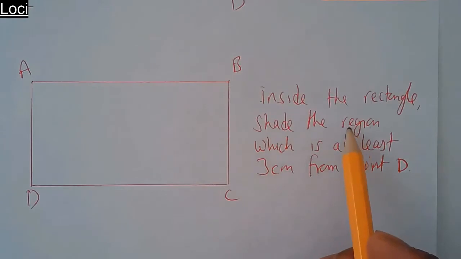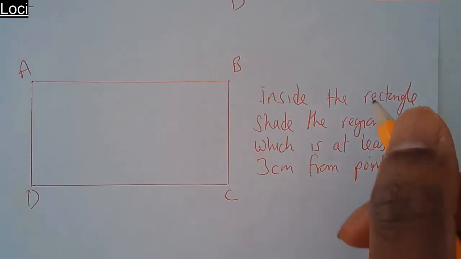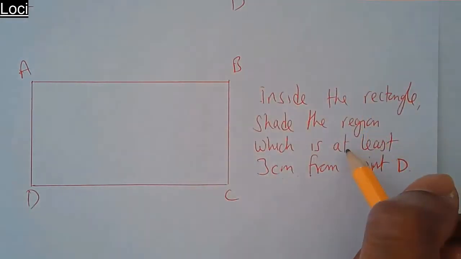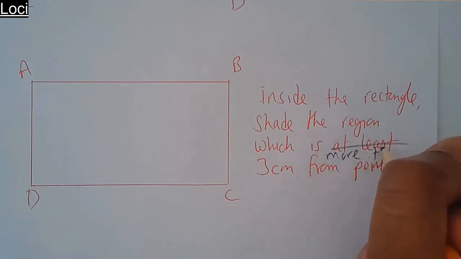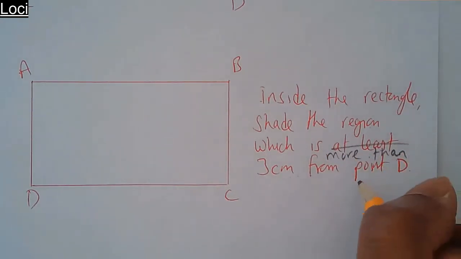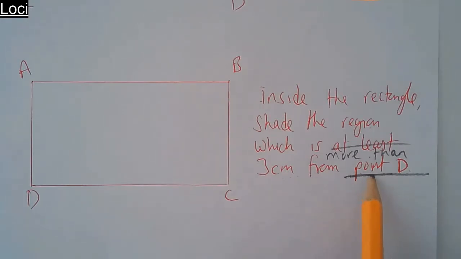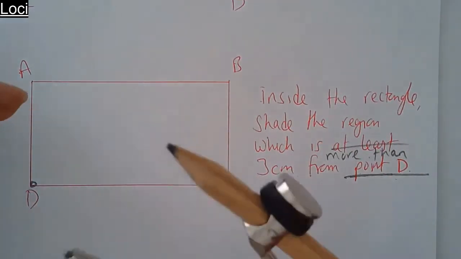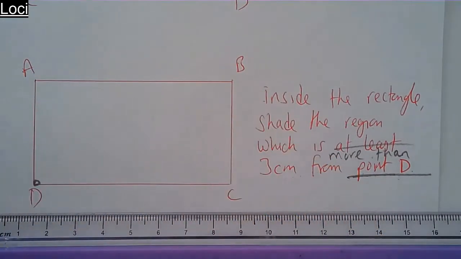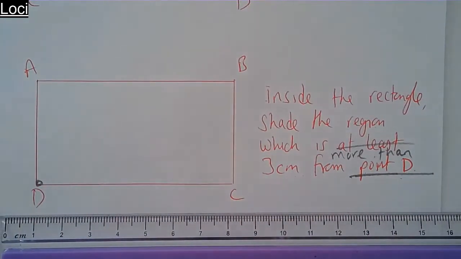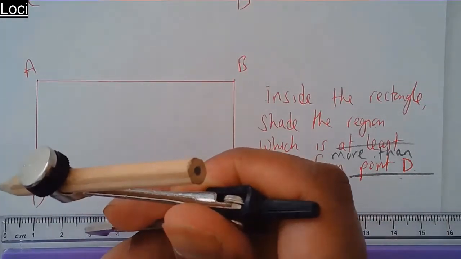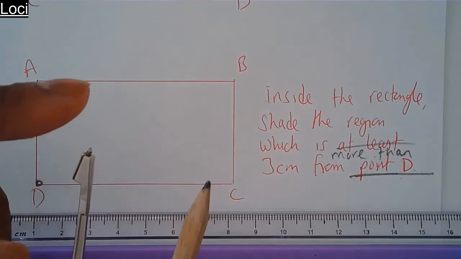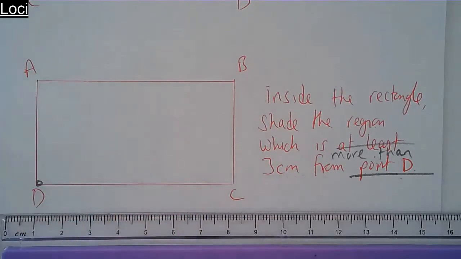Inside the rectangle, shade the region which is at least 3 centimeters from point D. So rephrase this one, at least, more than 3 centimeters from point D. Notice it doesn't say line, point D. There's the point. So what you do is you get a compass and measure 3 centimeters. The gap between the needle and the pencil has to be 3 centimeters.